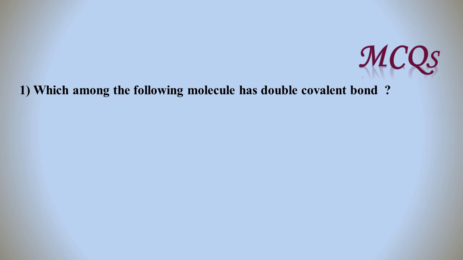We will start the first question here. Which among the following molecules has a double covalent bond? I think we must solve many questions for our illustration. The first one is hydrogen H2, second oxygen O2, nitrogen N2, and fluorine F2. Which one has a double covalent bond? I think it's easy. We have here the oxygen. It has one double covalent bond. Okay, let's go to another question.